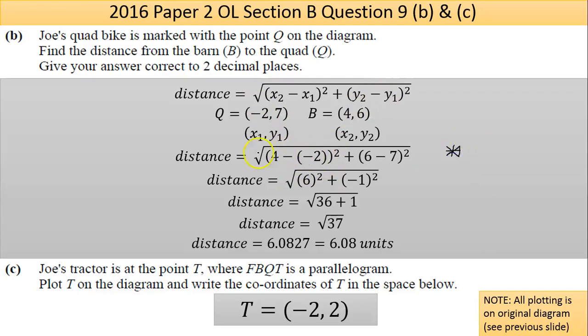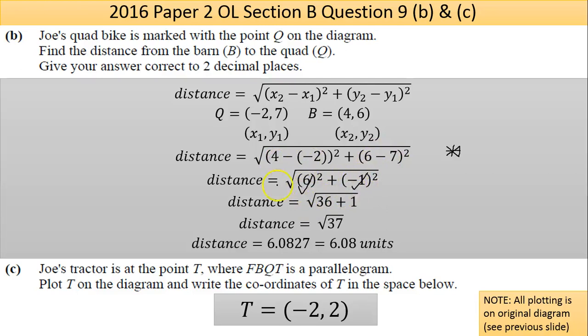Now, if you want, you can put the whole thing in the calculator and go straight to the answer. That's fine. I've done it here just by breaking it down, doing inside brackets first. So 4 take away negative 2 is the same thing as 4 plus 2, which is 6. So that's what I've done here. In the second bracket, 6 take away 7 is the same thing as negative 1.